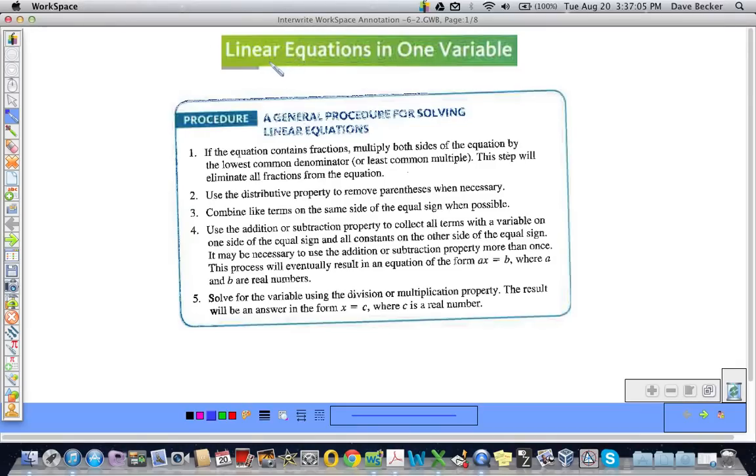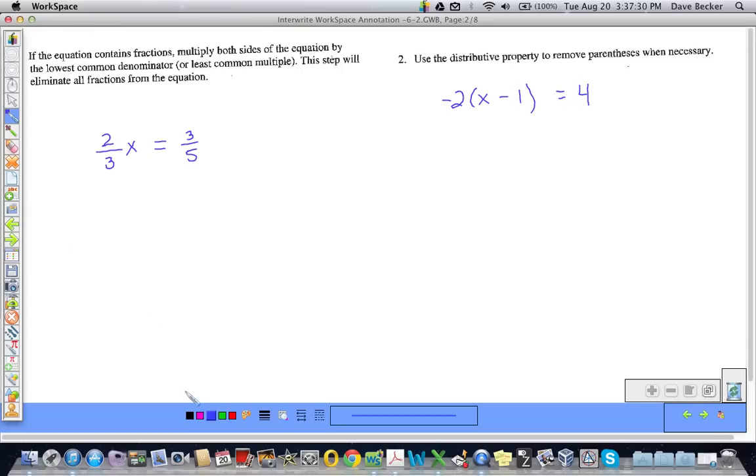This is linear equations in one variable. And here we have a procedure for solving linear equations. I'm not really a big fan of procedures, but there are great strategies in here that we need to know. So I thought I would go through them one at a time. It's here for your reference if you need it, but I thought I'd give examples one at a time.